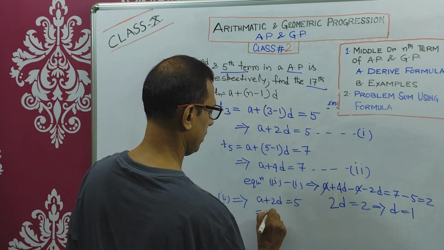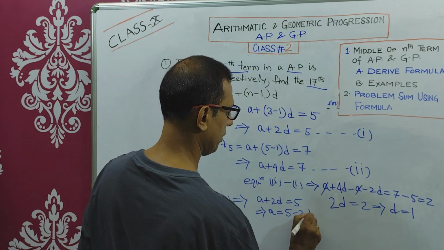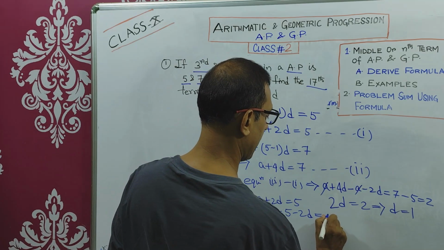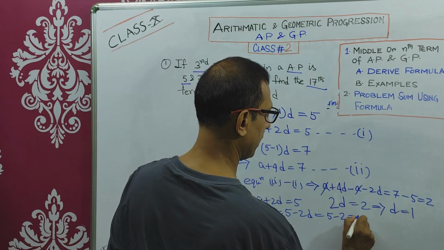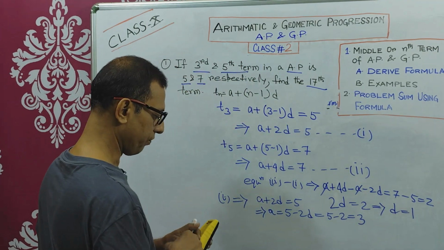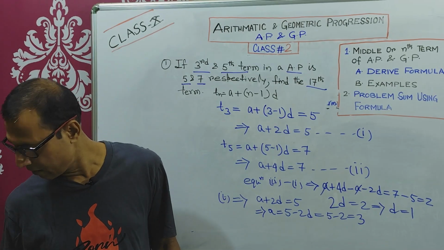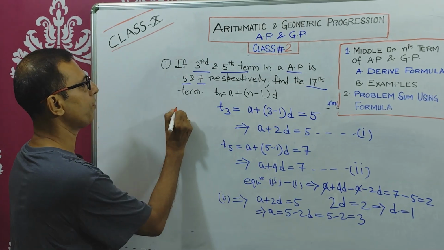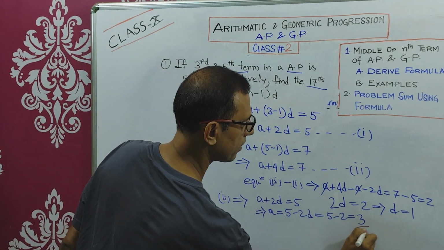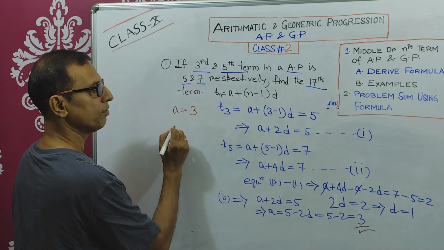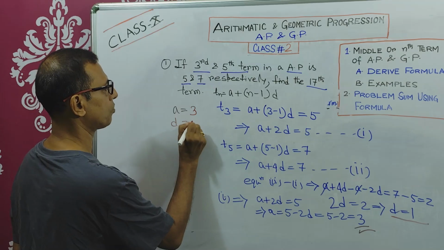Therefore, A equals 5 minus 2D equals 5 minus 2, D value is 1. So 5 minus 2, that is 3. So now we know the value of A and D. Value of A we have found out, it is 3. A equals 3. Value of D we found out, 1. Value of D equals 1.